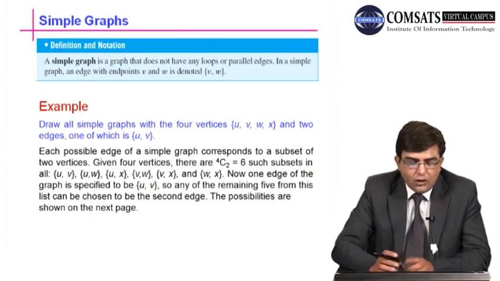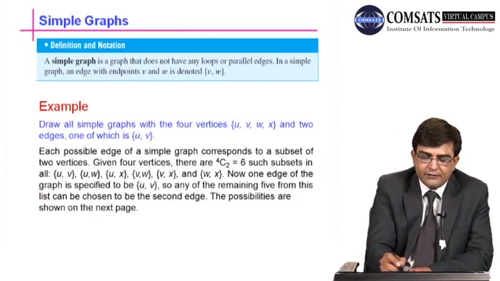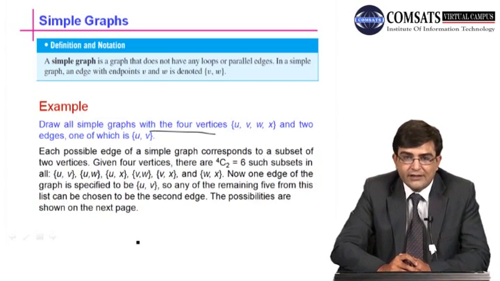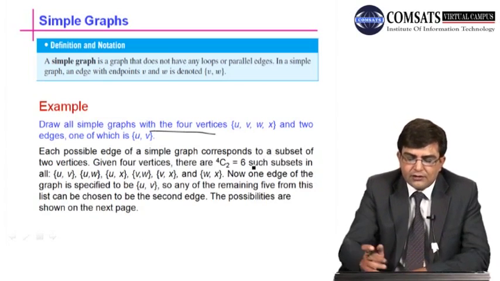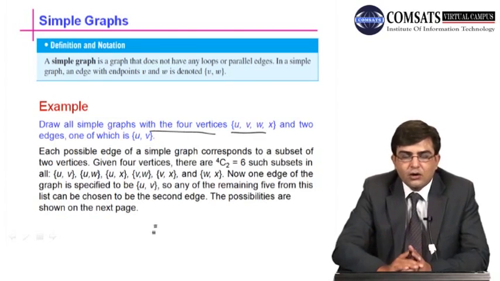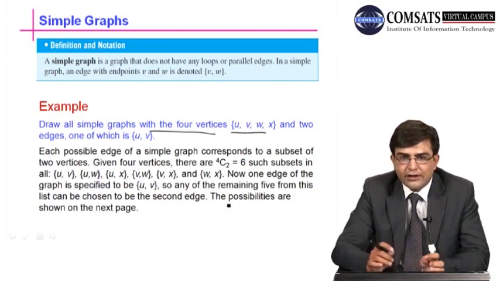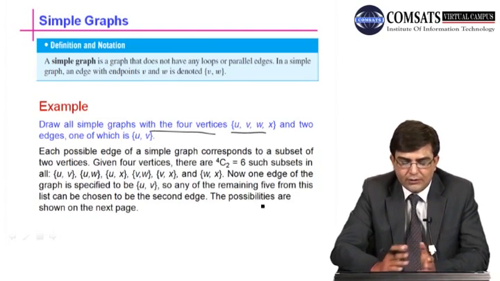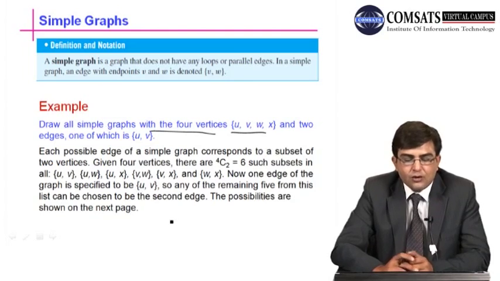For example, draw all possible simple graphs with 4 vertices u, v, w, x and two edges, one of which is uv. So we are given a total of 4 vertices and we have to draw all possible simple graphs with 2 edges. 2 edges होने चाहिए, जिसमें से एक एज जो है उन्होंने फिक्स कर दिया है इस क्वेश्चन में, u और v, मींस u और v आपस में कनेक्ट होने चाहिए एक एज के थ्रू। तो दूसरा जो एज है वो आप कोई भी रख सकते हैं। So we have to draw all possible simple graphs using this information.